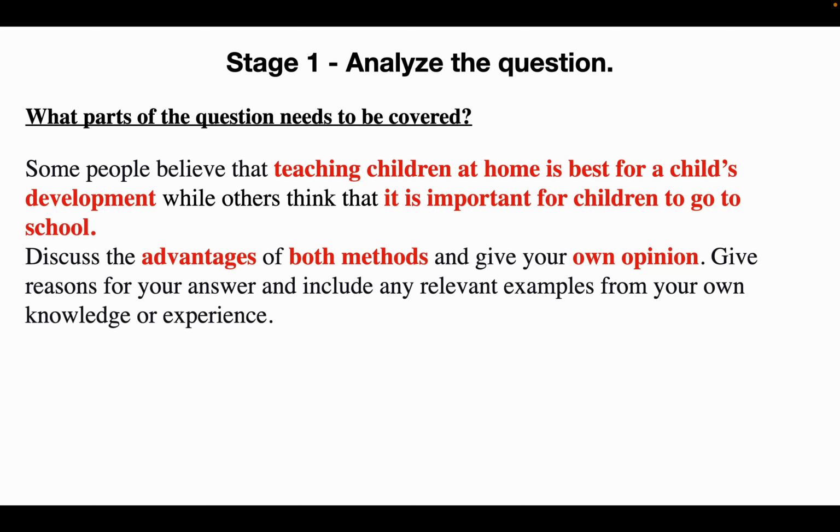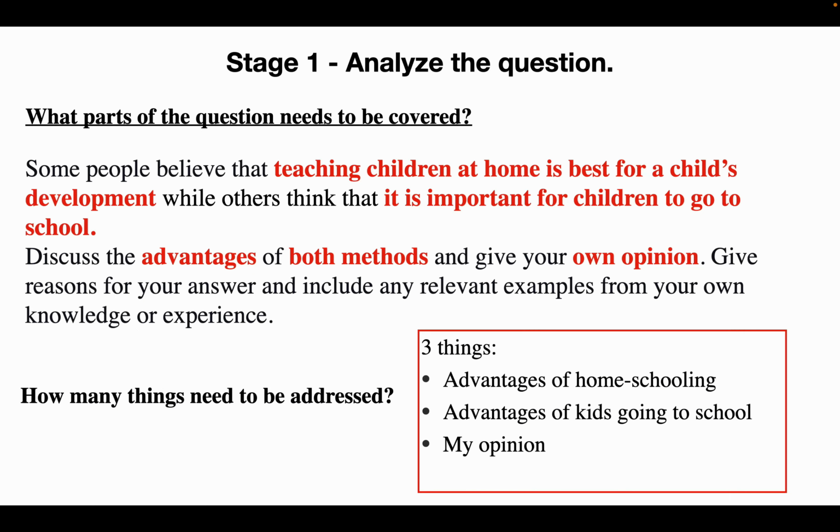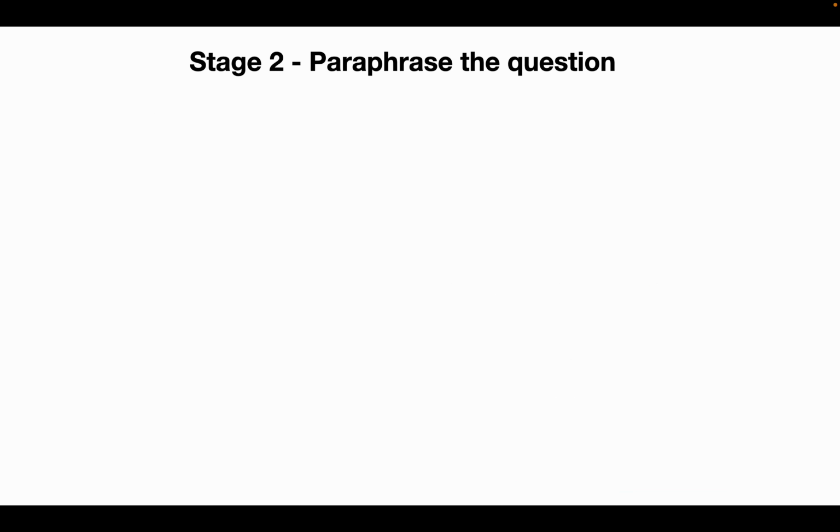And we want the advantages of both and your own opinion. How many things do I need to talk about in my essay? So there's 3 things I need to talk about in my essay. I need to talk about the advantages of homeschooling, the advantages of kids going to school, and my opinion. So then we move on to stage 2, paraphrasing the question.